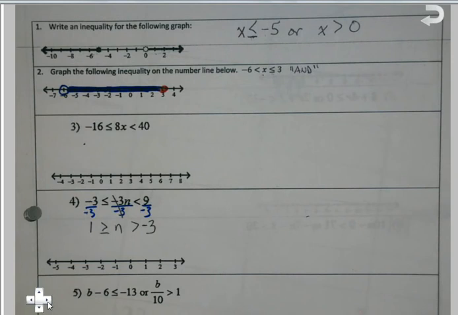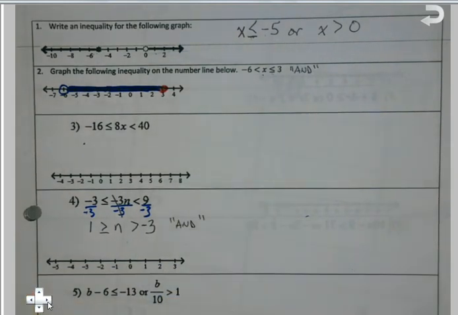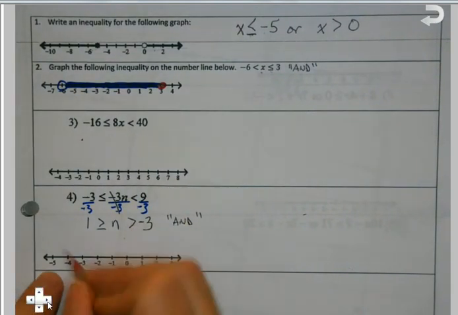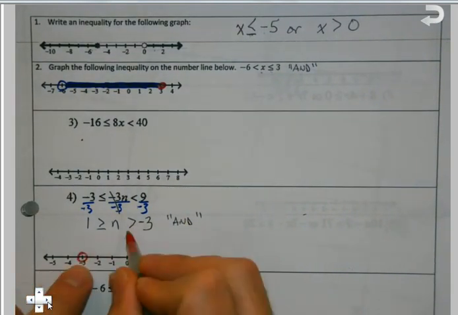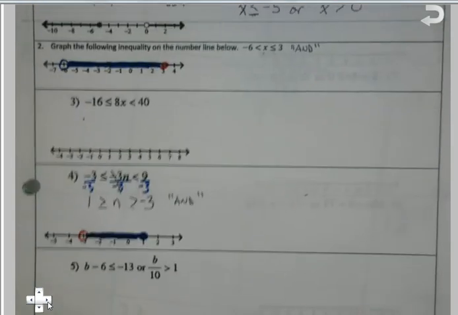But I still end up with a compound inequality. I still end up with an and, which tells me, oh, it's just going to be circles I'm playing with here. Okay, so -3 will be open, no line underneath. 1 will be closed. And again, with an and, basically I'm just making like a barbell out of it. I'm just coloring in the middle. So I may have to solve a little bit, and that's okay. But the ands are going to come together in the middle for me.